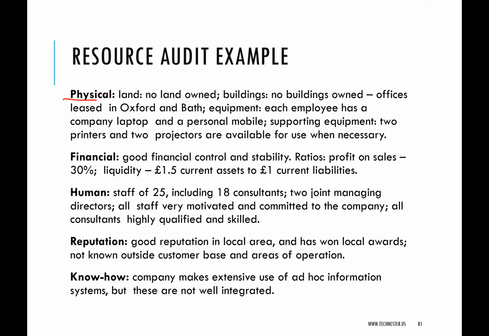Do we have any supporting equipment? You say, oh, there are 2 printers, there are 2 projectors available to use when necessary. You write those down, right? So you are documenting what you see as strength there, what we have. Then you move to financial resources and you say, okay, what are our financial assets? What are the financial resources available to us, either currently or potentially available?